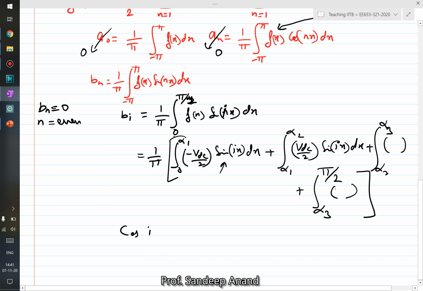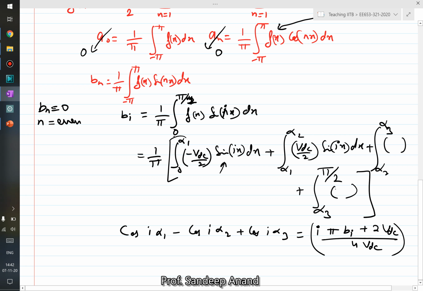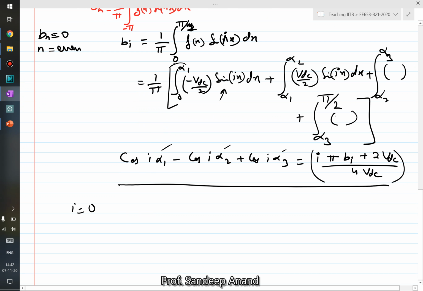Cos of i alpha 1 minus cos of i alpha 2 plus cos of i alpha 3 is equal to i times pi times b of i plus 2 times VDC upon 4 VDC. Right? This is the equation that you would get. If you see how many unknowns there are, alpha 1, alpha 2, alpha 3 are unknown. I can write this equation for the fundamental component, for i equal to 0, I can write this equation.